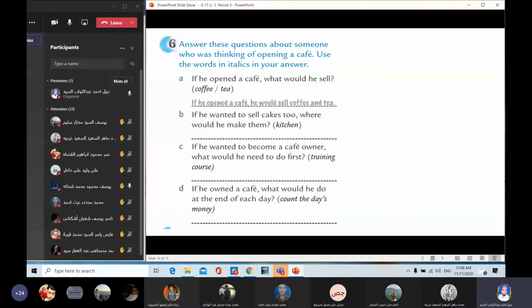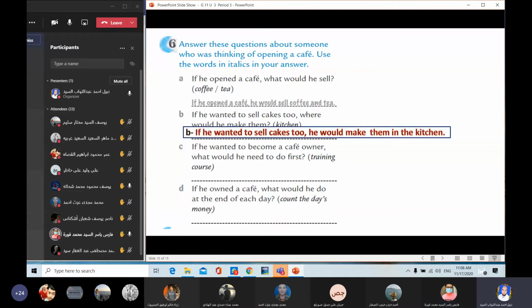If he wanted to sell cakes too, where would he make them? In the kitchen. If he wanted to sell cakes too, he would have made them in the kitchen. Why would you say he would have made? This is second, not third. No, he would make. He would make. What's your answer, Faris?